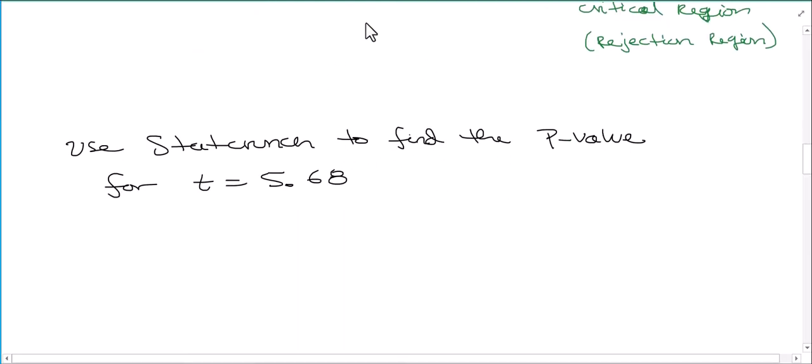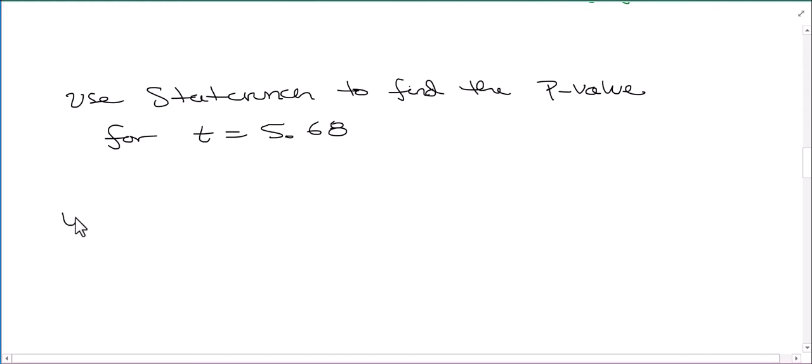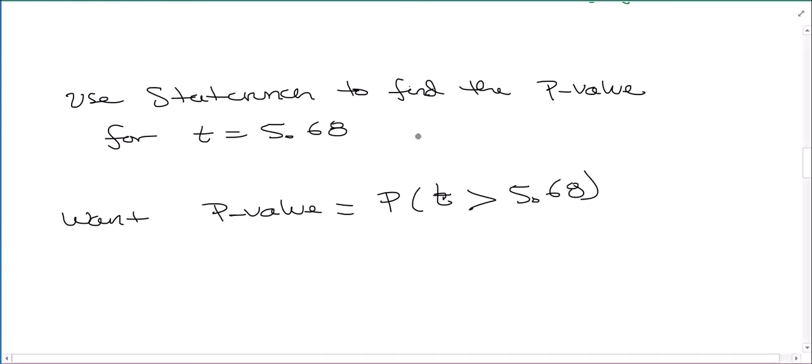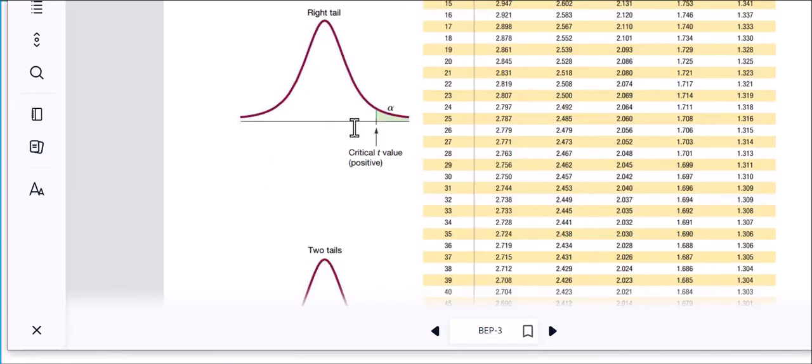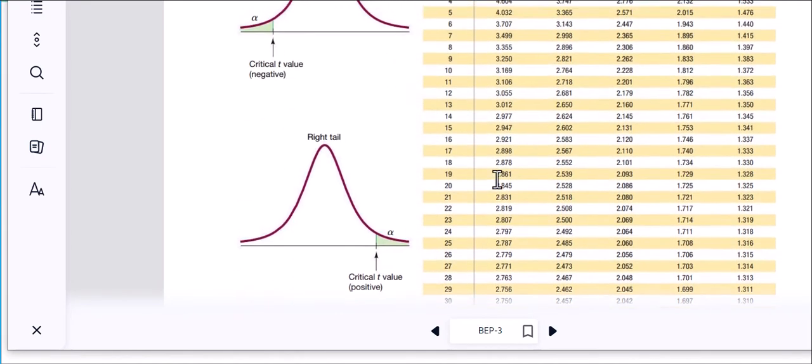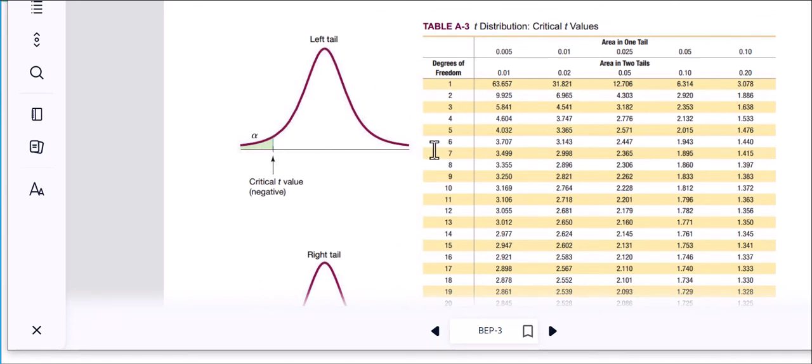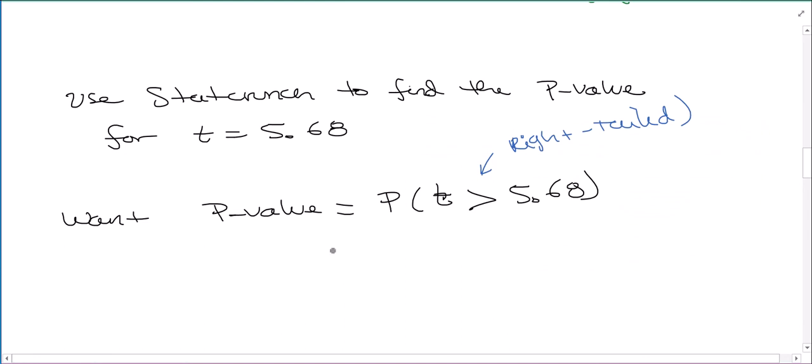Now, because this is a right tail test, our p-value will be the probability that t is greater than 5.68, and that's because we are using a right tail test. But our table, if we were able to look at it, doesn't give us the t greater than. It gives us the area to the left. When we look it up, the critical value gives us the area to the left, but we want the area to the right. So this is going to be 1 minus the probability that t is less than 5.68. That's what we would be looking at if we were able to get our value from the table. This is what I will do.